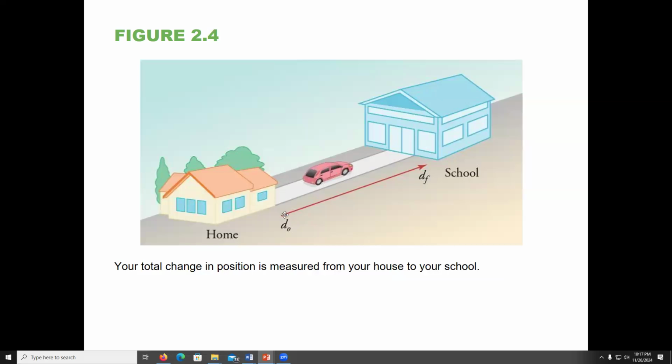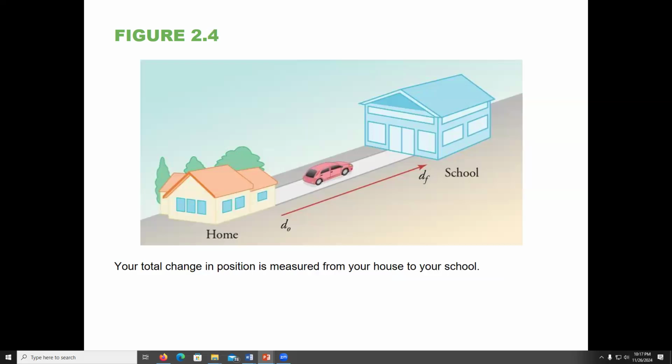You have covered a distance of 2 miles going to school in the morning and coming back from school in the afternoon. That is 2 miles. But your displacement, when you headed to the school, your distance was you crossed 1 mile and your displacement was also 1 mile. But in the afternoon, your distance was 2 miles and your displacement was 0.